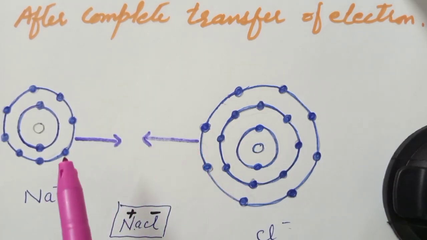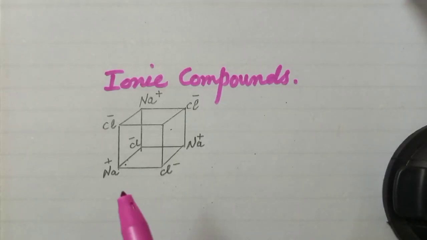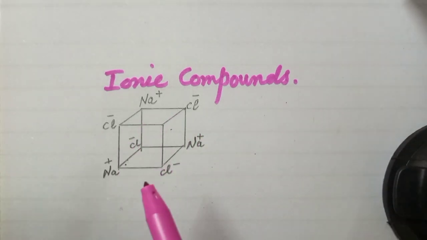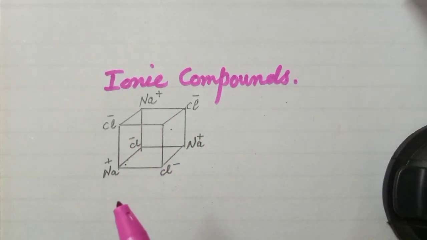After the complete transfer of electrons, the situation will be like this. The sodium atom will gain positive charge and chlorine atom after gaining the electron will have negative charge. These opposite charges are held together by the strong electrostatic forces of attraction. These negatively and positively charged ions are held together in crystal form. It means that ionic compounds consist of ions, not molecules.